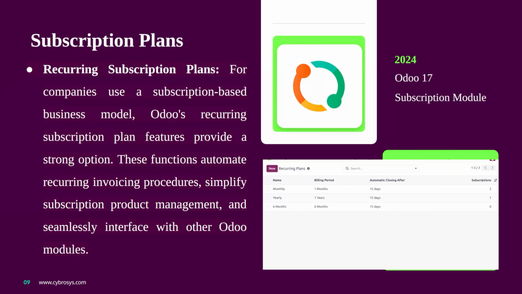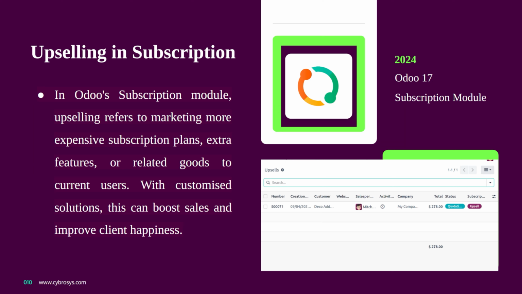And next, the subscription plans. We can configure different subscription plans for different purposes. For companies that use subscription-based business models, the recurring subscription plan feature provides a strong option. This function automates recurring invoices, simplifies subscription product management, and also seamlessly interfaces with other Odoo modules. So we can set up and use these different recurring subscription plans for our subscription orders smoothly and effortlessly.